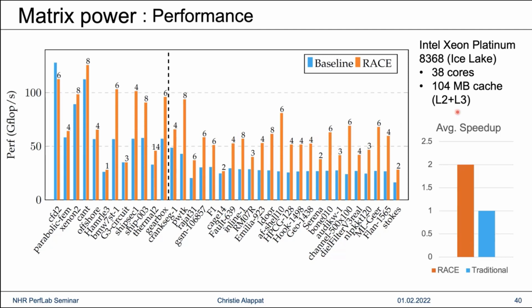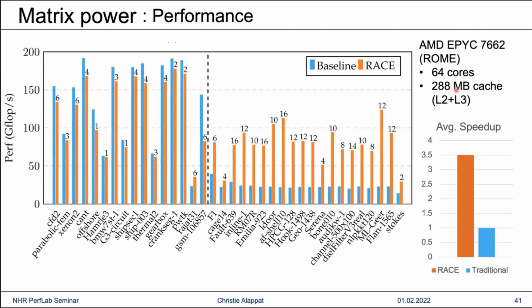And of course, if the caches are fast, or if we have a larger cache as in the AMD EPYC Rome CPU, we can have a higher benefit. Here, for example, we reach an average speedup of 3.5x with the AMD Rome system.